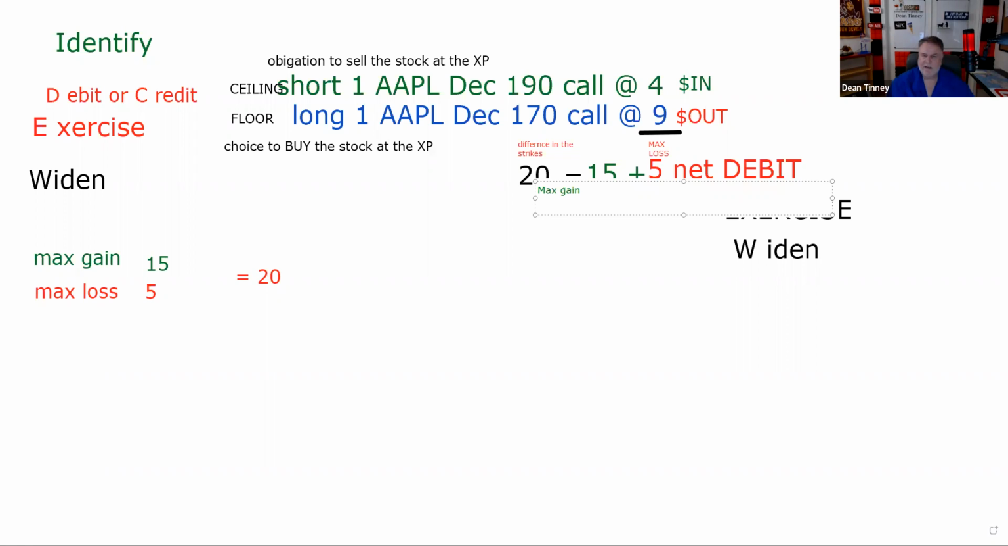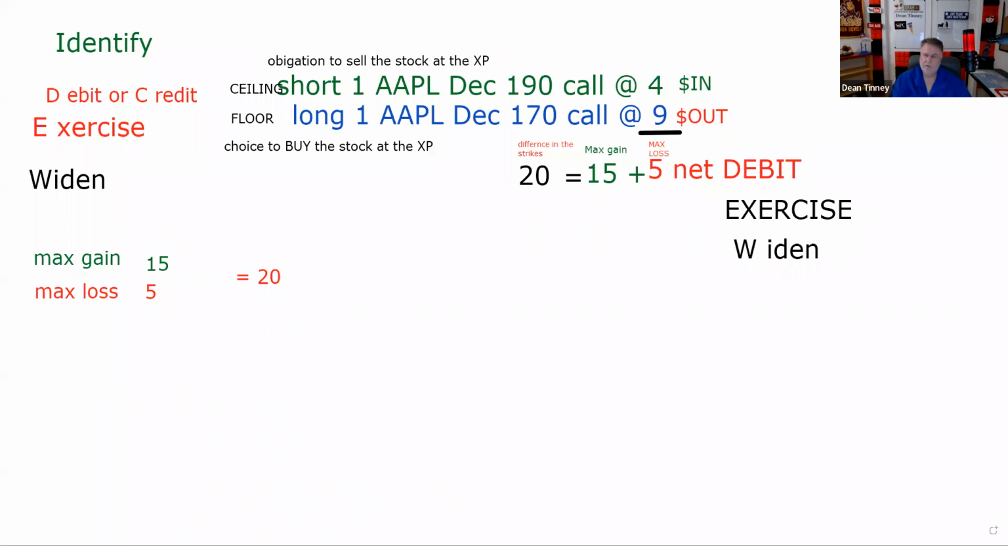Okay, so we said there's 8 things you got to be able to do on a spread. Let's just review where we're at in this spread. We've identified it. We have determined debit or credit. We've determined exercise or expire. We've determined widen or narrow. We've got max gain, max loss. There's 6.